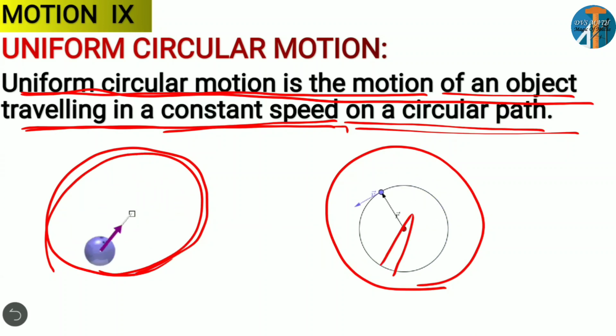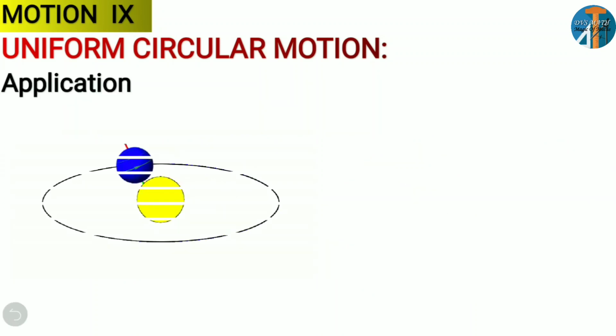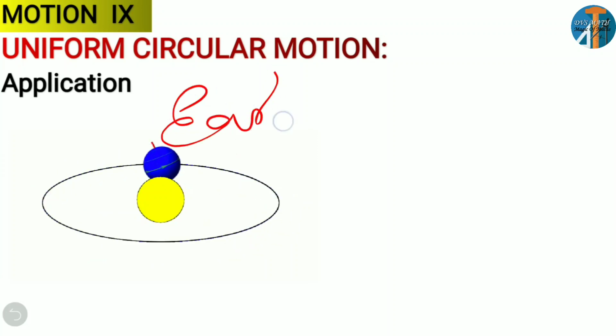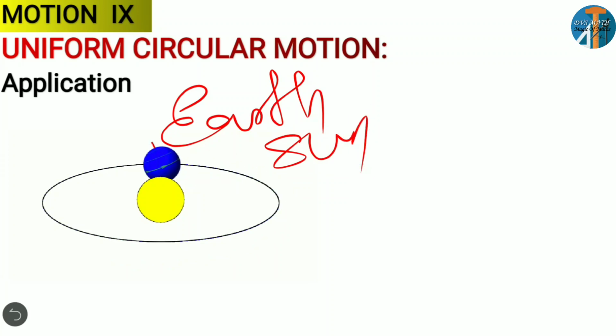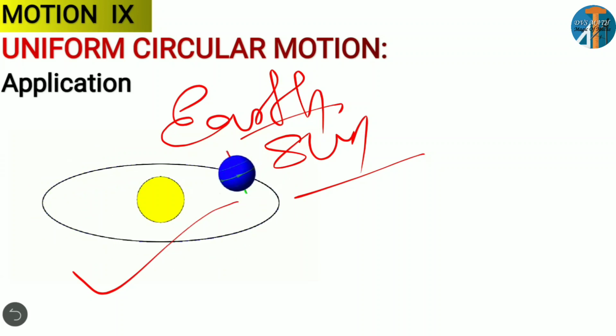If you come to the practical applications, application number one: the earth revolves around the sun. This is a practical application of uniform circular motion. There is no increase in the speed of the earth, or decrease in the motion of the earth. It moves around the sun at a constant speed. So this is one of the applications of uniform circular motion.